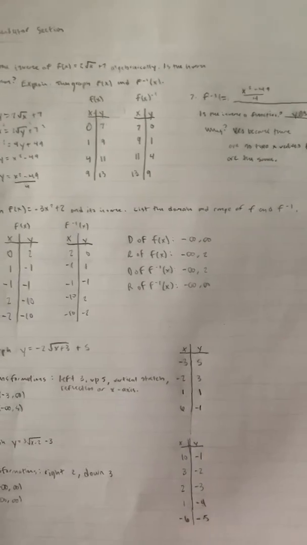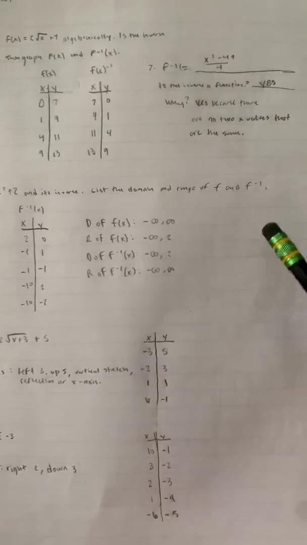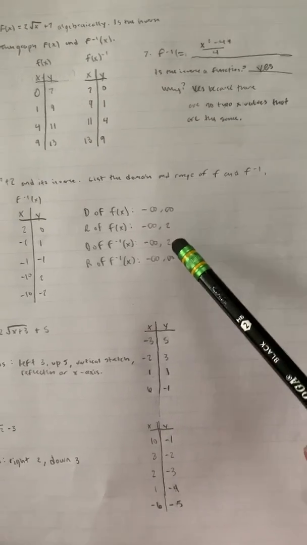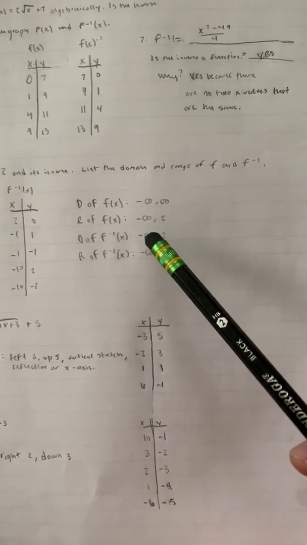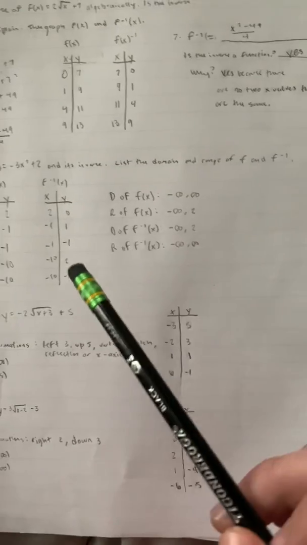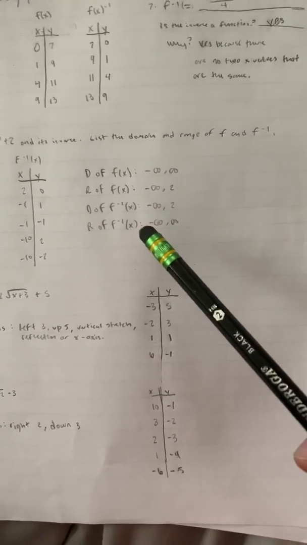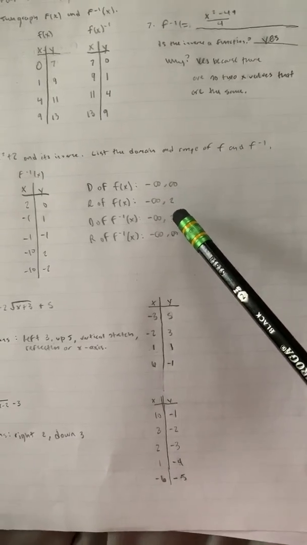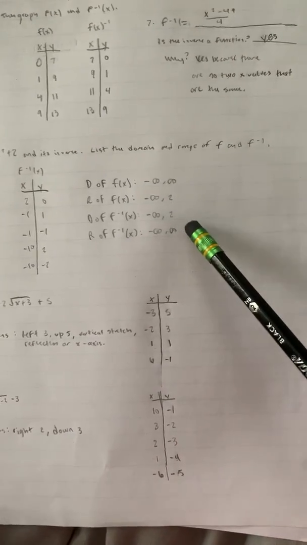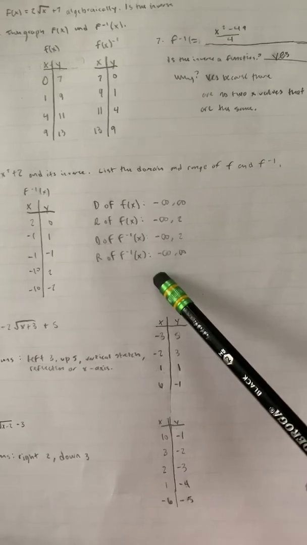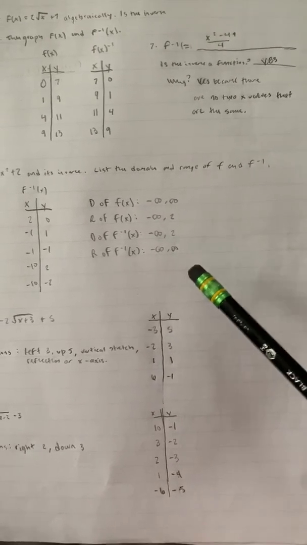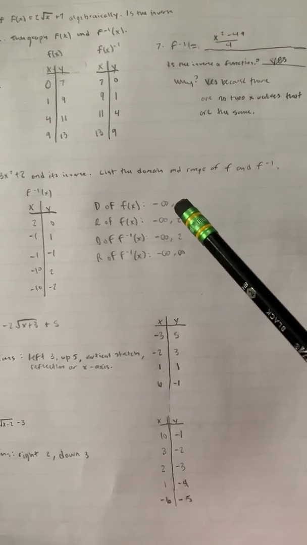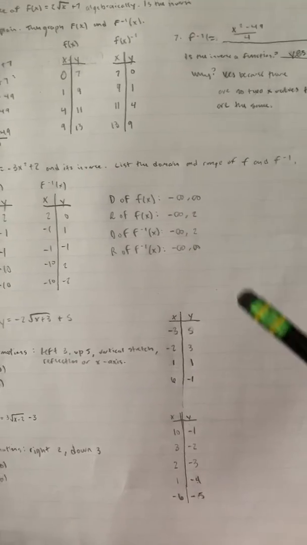And then the domain of f of x is negative infinity to infinity, and the range is negative infinity to 2. And then for the inverse, you just flip-flop these. Since the range of f of x is negative infinity to 2, the domain of the inverse is going to be negative infinity to 2. And the range is negative infinity to infinity because the domain of f of x was negative infinity to infinity.